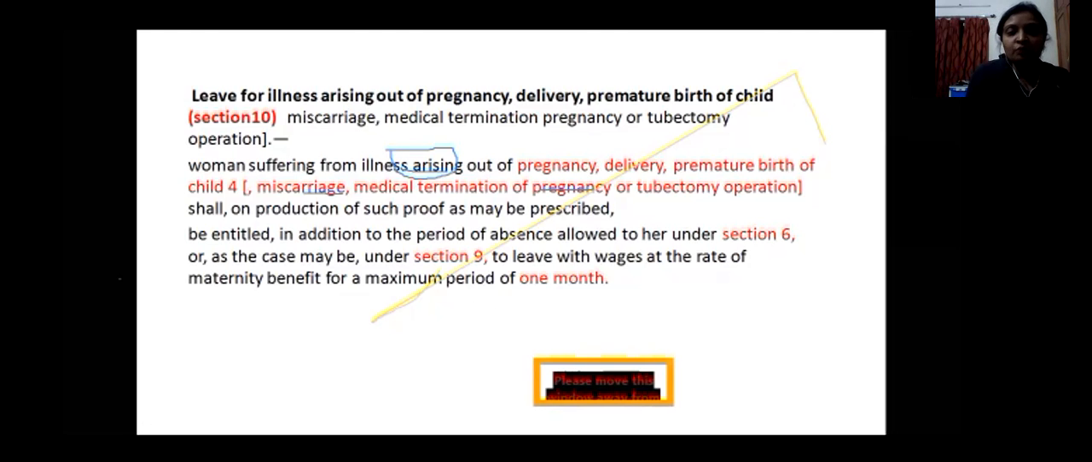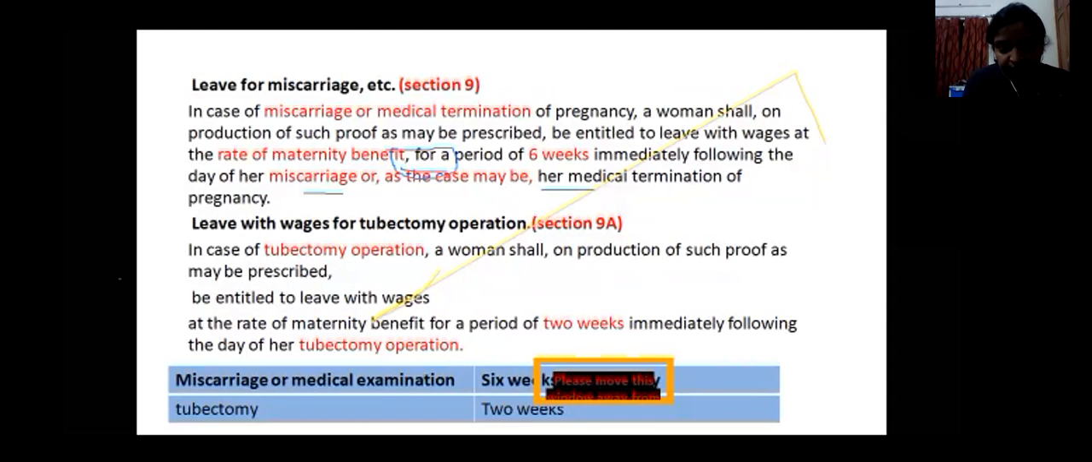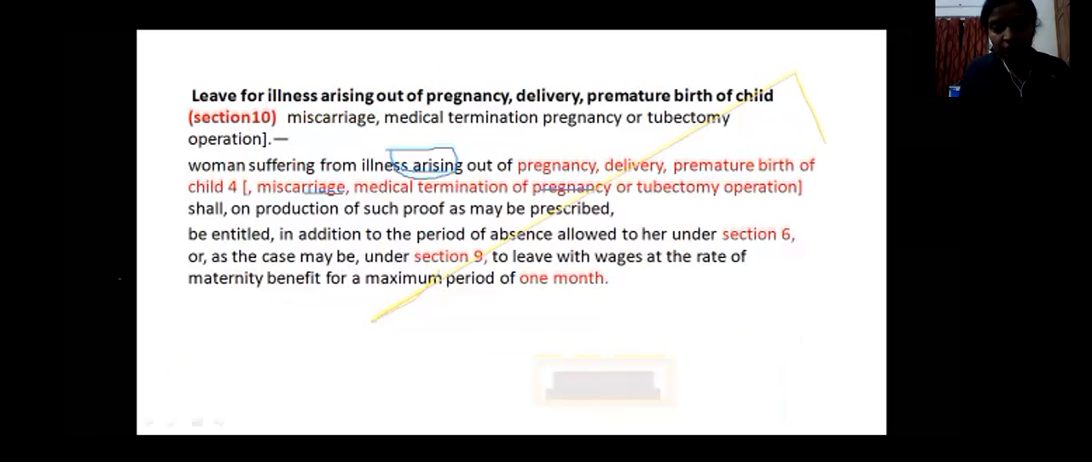Okay, the earlier slide, 6 weeks, this is a leave in case of miscarriage. But beyond that, if there is illness because of it, she will be getting leave with wages of 1 month. Okay. Am I clear here to everybody? Can you all give me a thumbs up if you are clear? Right? Okay, shall I proceed? Okay.